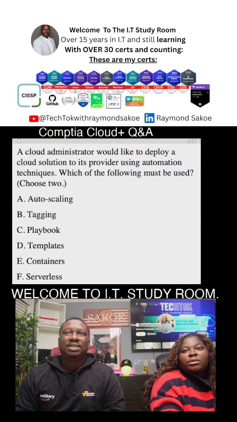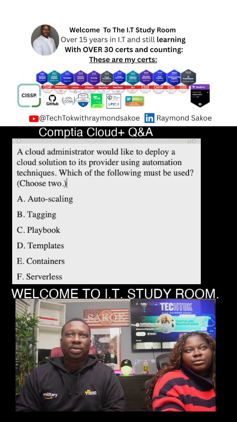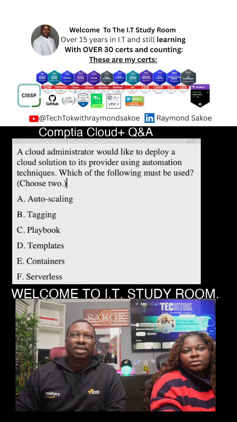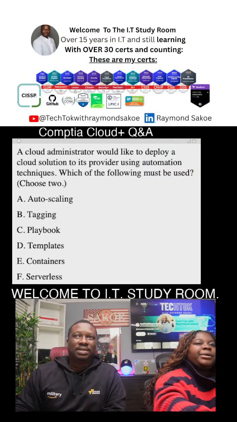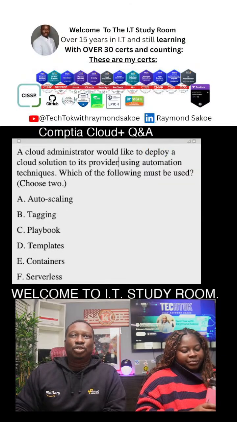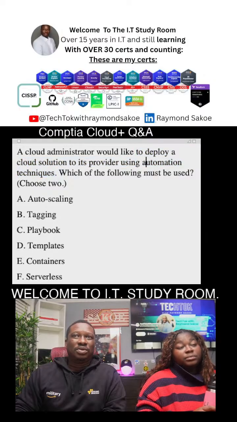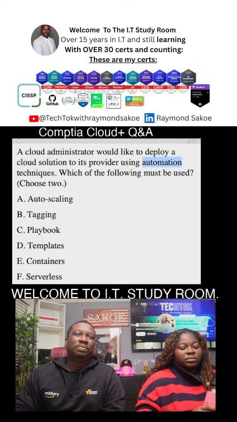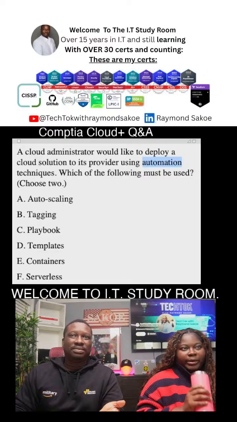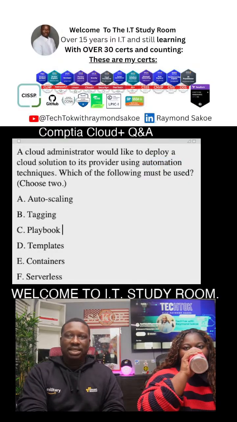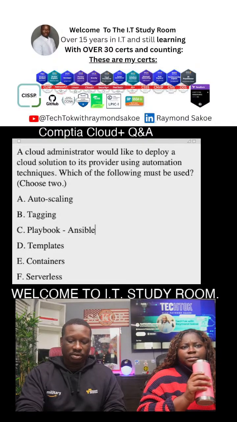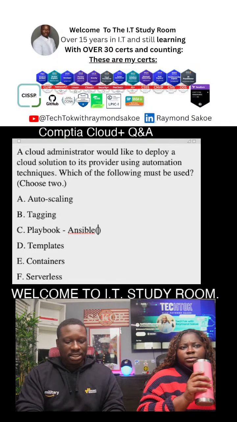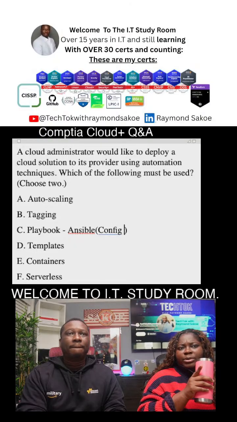It says a cloud administrator would like to deploy a cloud solution. So they're about to deploy a cloud solution to its cloud provider, which is, let's say, AWS, right? Using an automation technique. The keyword here is automation technique. So how would you deploy it to a cloud using automation? C, playbook, would be what? Ansible, right? Ansible playbook, which is for configuration management. Is playbook Kubernetes?